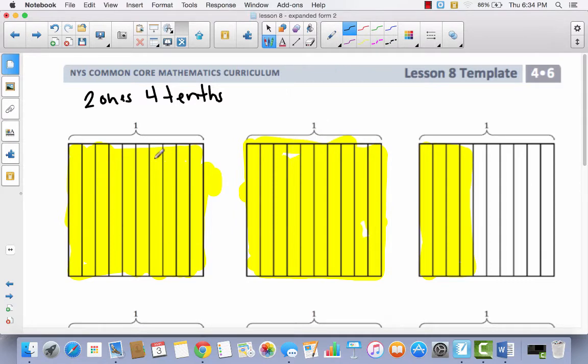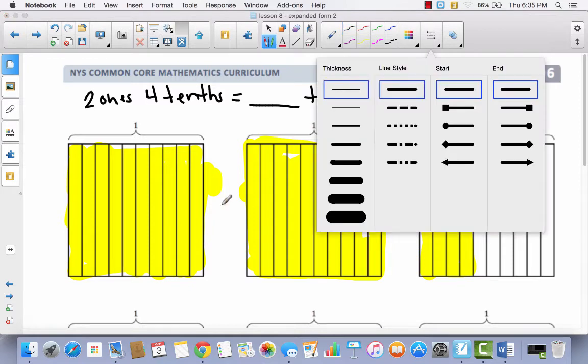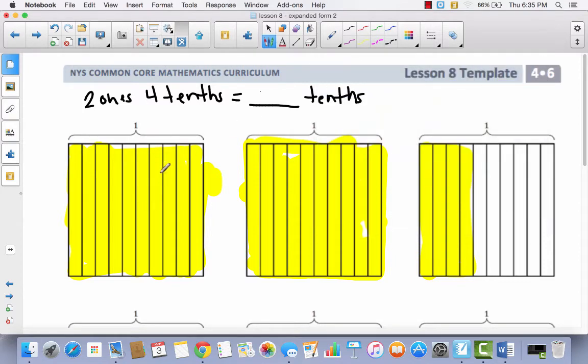So you can see here that I shaded 2 whole ones, and then over here I shaded 1, 2, 3, 4 tenths. What if you saw something that looked like this? 2 ones and 4 tenths is equal to blank tenths. How would we figure out how many tenths there were in 2 ones and 4 tenths? Well, how many tenths do you see here? Well, this would be 10. So we have 10 tenths here, and 10 tenths here, and 4 tenths here. So altogether we would have 10, 20, 24 tenths.